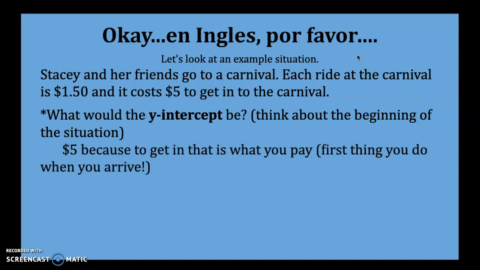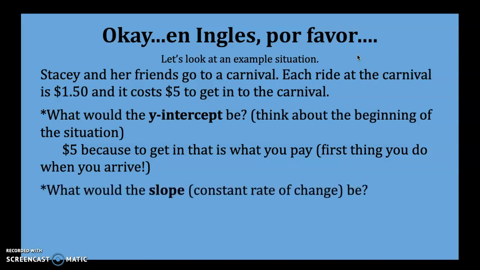Well, you have to pay that $5, right? Because you get to those gates. Think about when you go to the carnival or the rodeo, you get to this part where they're like, hey, I need to see your pass, or I need to see some money, right? And so you have to give up that $5. That's the first thing you do. So that's our y-intercept. That's the first thing you pay for.